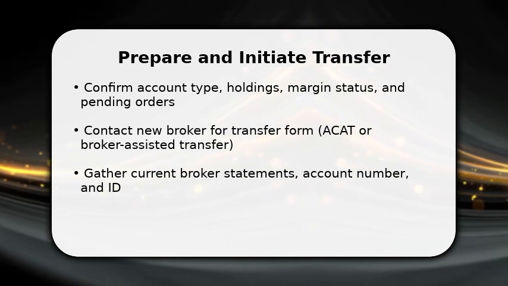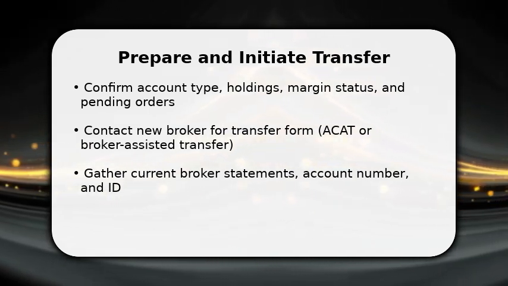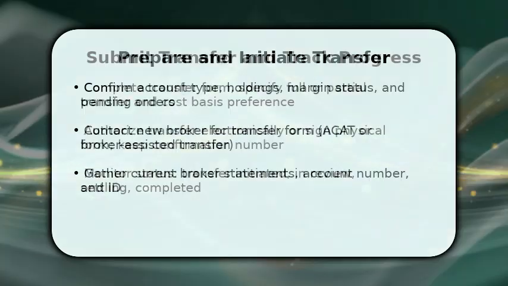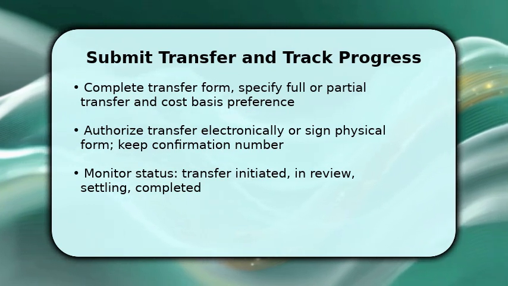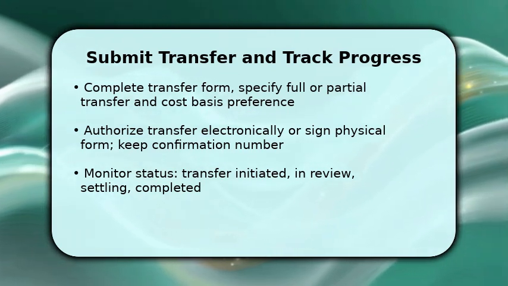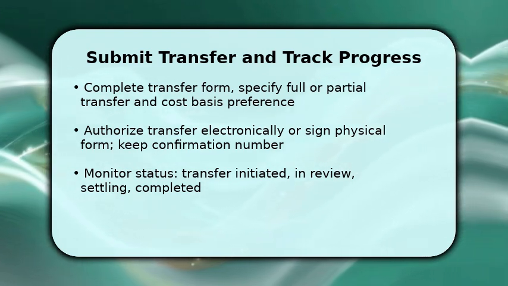You complete the transfer form precisely, indicating full or partial transfer and whether to transfer tax lot cost basis. Accuracy matters to avoid taxable surprises. Once signed or electronically authorized, submit it to your new broker and keep the confirmation number. This is your reference if issues arise.